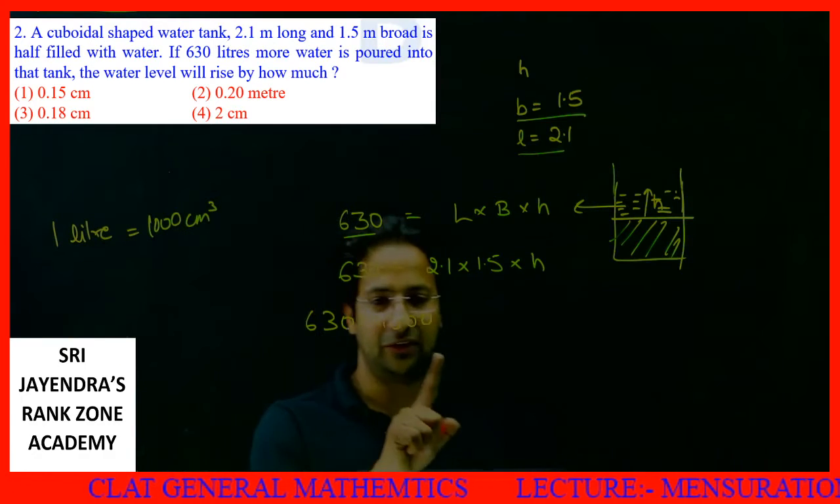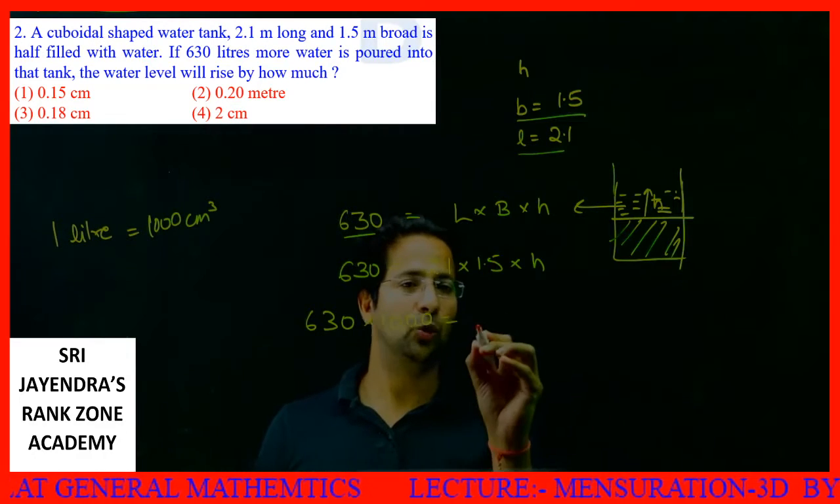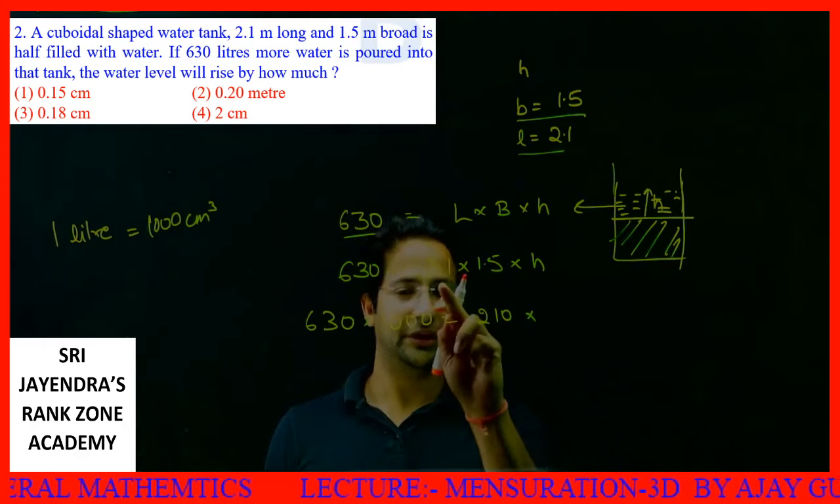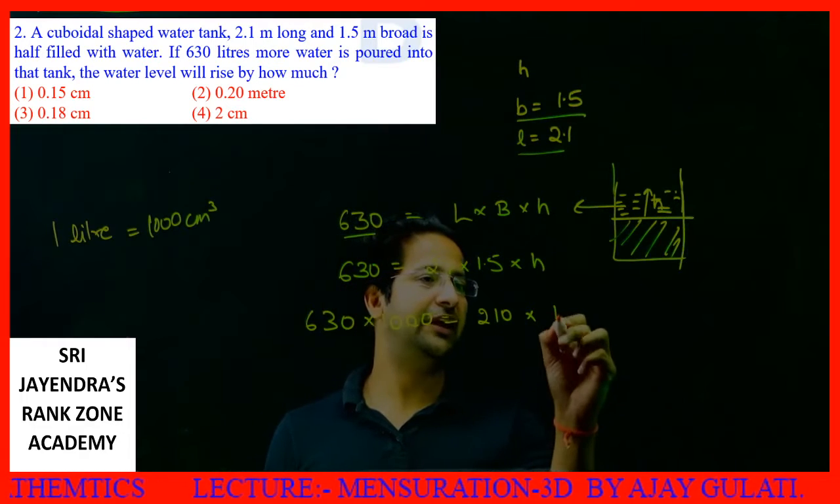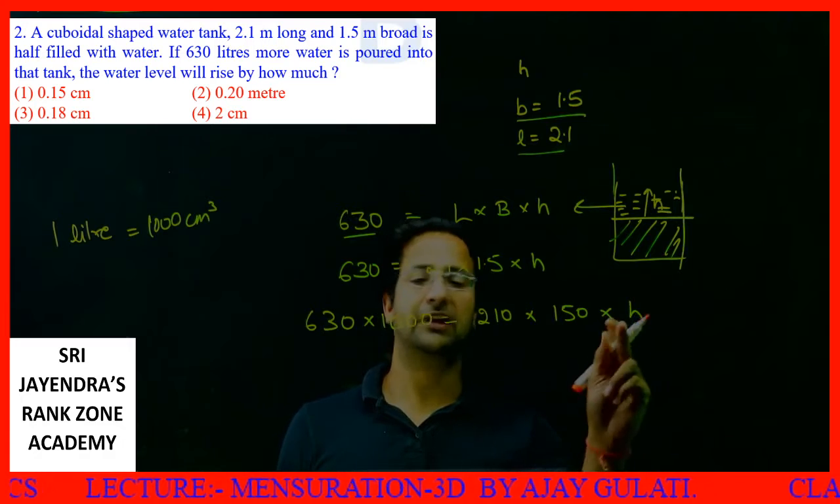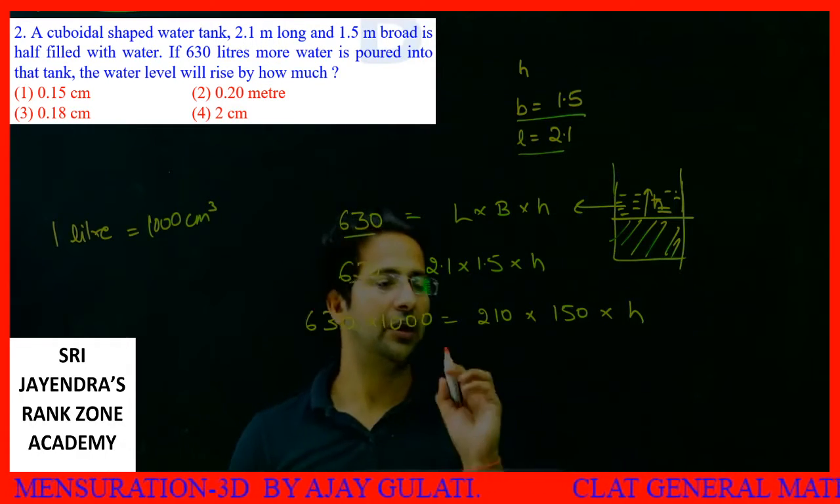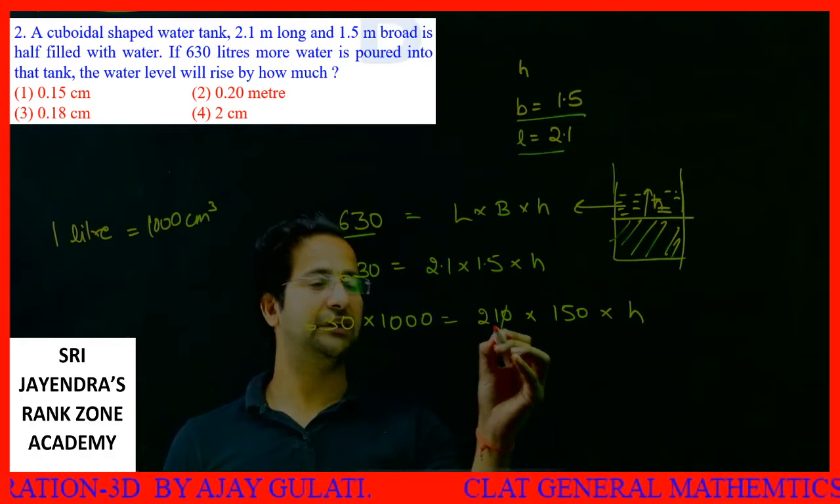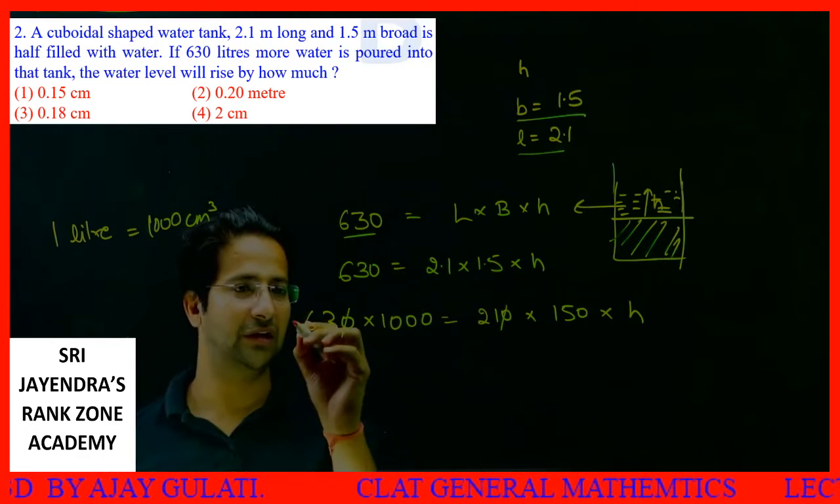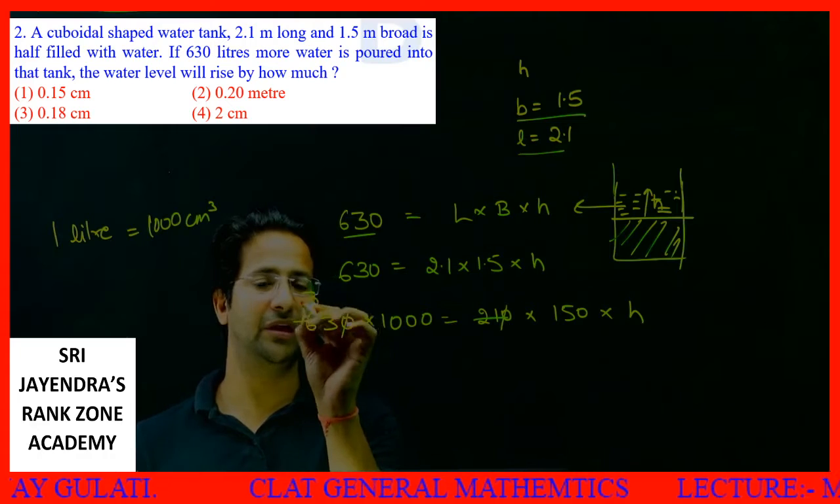There could be a mistake in this question if you don't attempt it carefully. 2.10 means 210, meter into centimeter. I am converting everything into centimeters. Whatever the height I find will be in centimeters. If we need to, we will convert it into meters. Now what all can we cancel? This 0 cancels. 63 and 21 will give me 3.